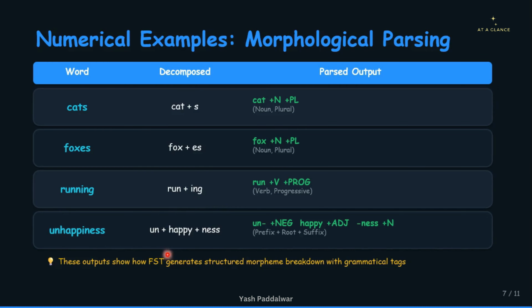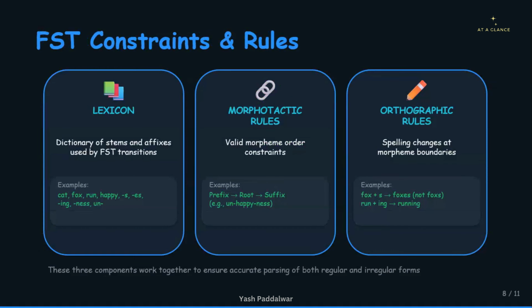So over here it gets decomposed to un plus happy plus ness. Now the morphological tag of this would be un, which is a prefix that represents a negative prefix. Then the root form of the word, that is happy, plus adjective, which represents that happy is an adjective. Then ness represents the suffix noun. So I hope it is clear to you all. These are certain examples, and I hope with these examples the process is clear.